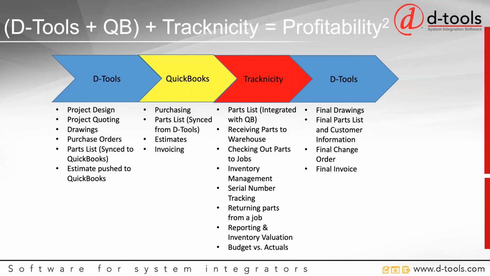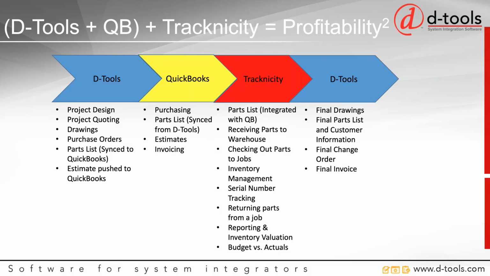Where Tracknicity really starts to come into play is for checking out parts to jobs. Right now, QuickBooks doesn't give you the capability to say, I'm taking this product to this job, or I've staged this product for this job. Tracknicity gives you the ability, using the iOS and Android apps, to check out parts to the jobs, as well as handle all of the inventory management. So you can see what parts you have on which vehicle, what parts have been taken to each job, what's in stock, etc.